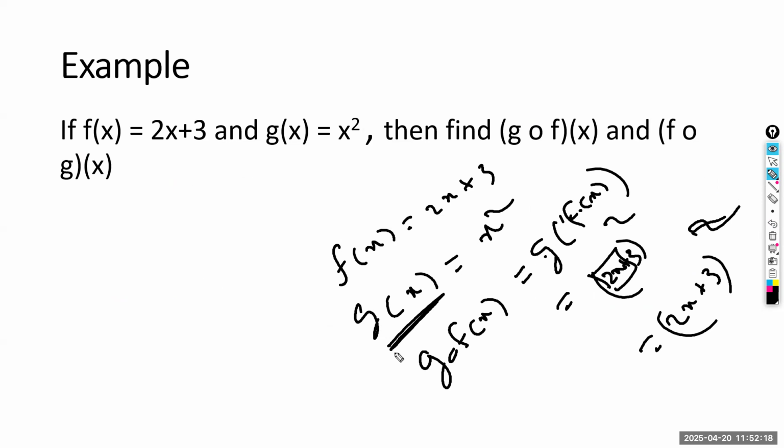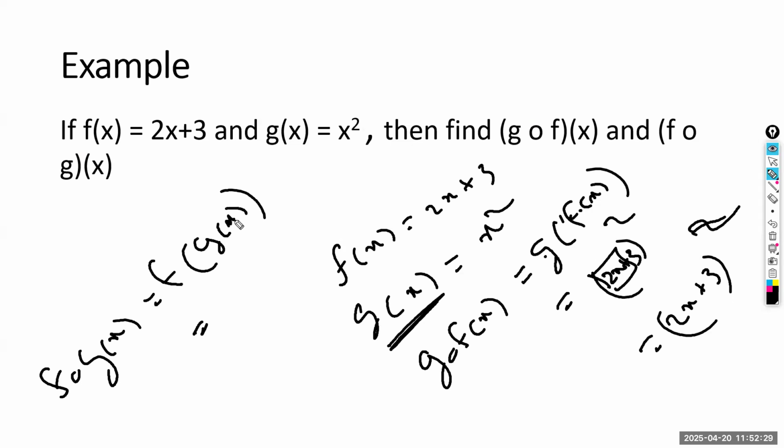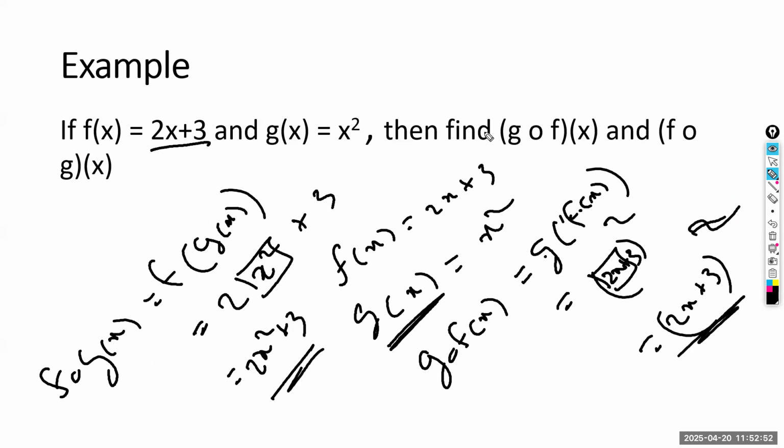Right? Squared. And similarly, if you want f∘g, that is f of g(x). What is f(x)? Because we are interested in this f(x), 2x plus 3. But what I need is not f(x), it's f of g(x). So what is g(x)? g(x) is x squared. So that means 2 times x squared plus 3. So f∘g(x) is 2x squared plus 3. And clearly those are two different things. So we found g∘f and f∘g.